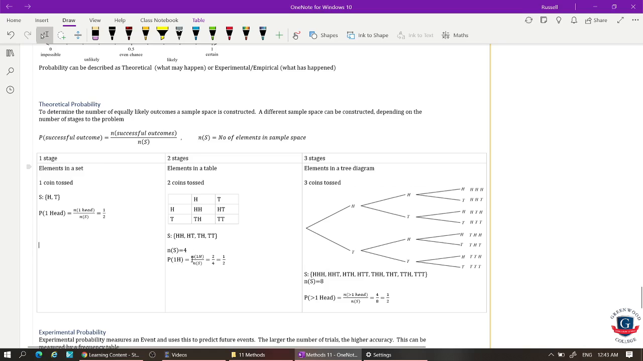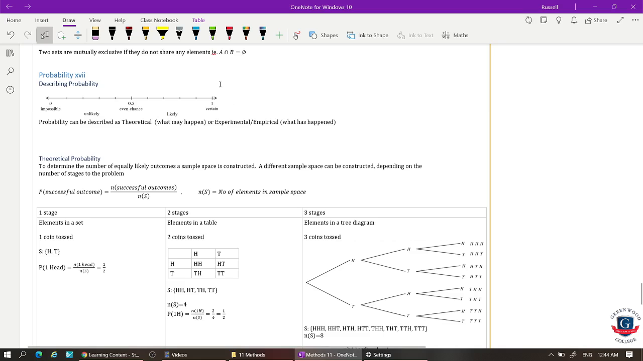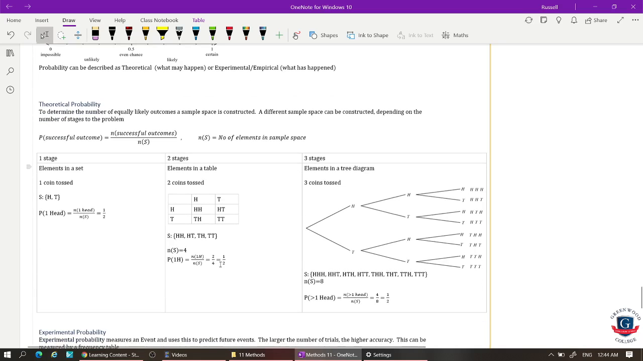The probability of 1 head is the count of how many outcomes in our sample space are possible with 1 head, divided by the total number of elements in our sample space. So there are 2 with 1 head out of a total of 4, which makes the probability of 1 head occurring a half, which, if we have a look at our chart up here, gives us an even chance of getting 1 head.